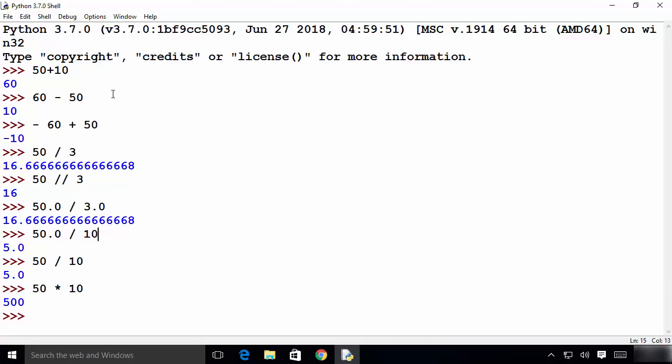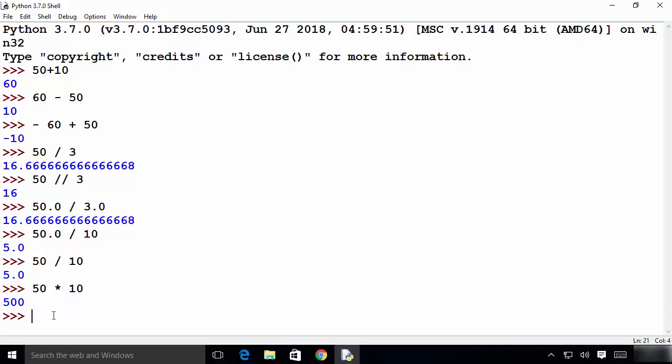So what we have learned till now is that this is an expression, this is an expression, and 50 divided by 3 is an expression. The numbers on which you operate are called operands, and the symbols which you use to multiply, divide, add, or subtract are called operators. And these numbers are also called literals when they are constants.